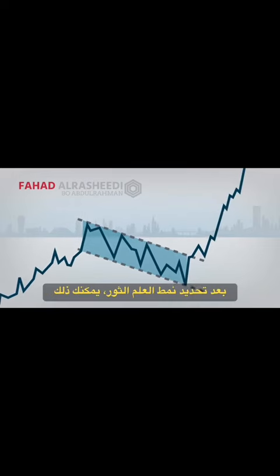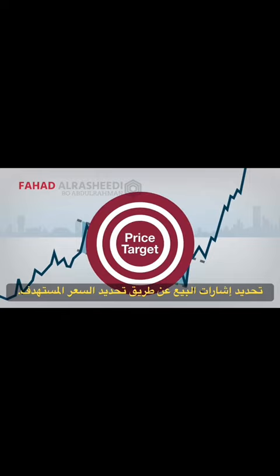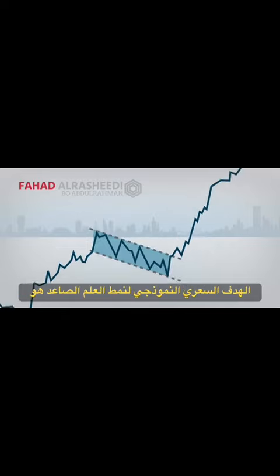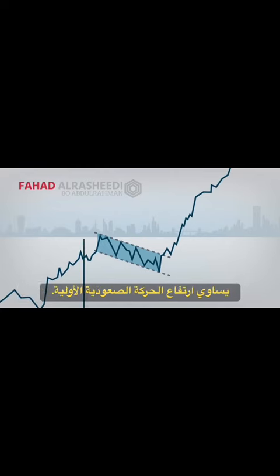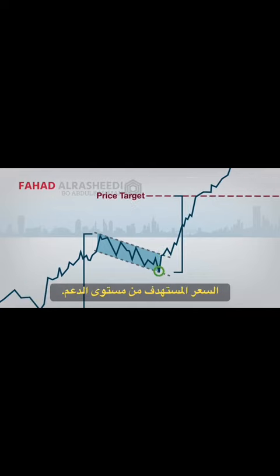After identifying the bull flag pattern, you can determine sell signals by setting a price target. A typical price target for a bull flag pattern is equal to the height of the initial upward movement. In other words, the price target is usually approximately the height of the flagpole. Some investors use the resistance breakout as the starting point to measure the price target, while more conservative investors may set the price target from the support level.